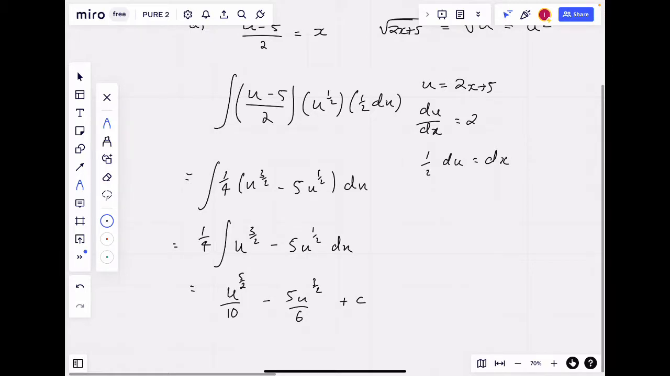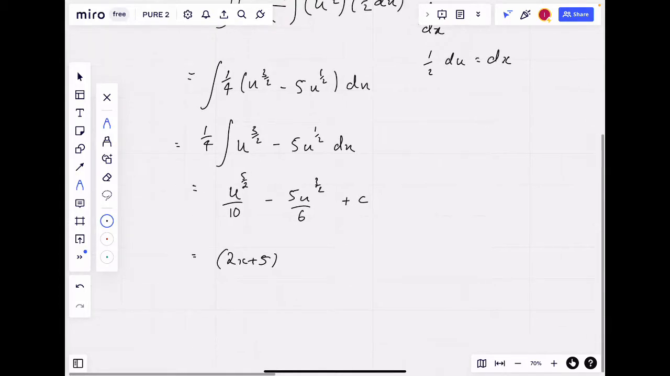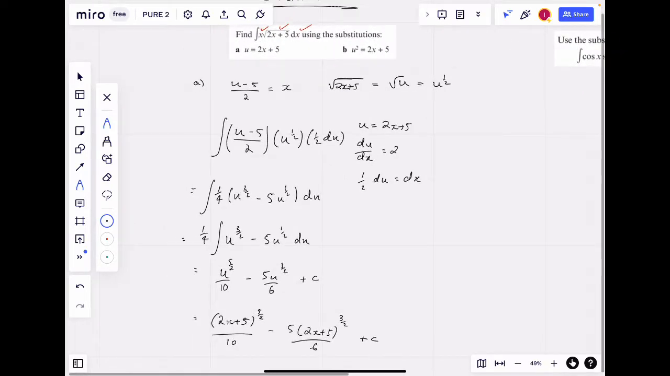And now the last step is to plug in what your u was equal to. So (2x plus 5) all to the power of 5 over 2 over 10 minus 5 (2x plus 5) all to the power of 3 over 2 over 6 plus c. There you go, done. That is how you do integration by substitution. So a little recap. You convert everything from being in terms of x to being in terms of u, according to whatever your substitute is. You take it one term at a time if you can.